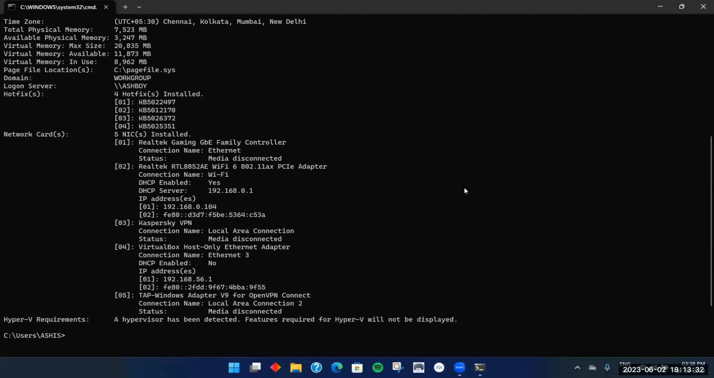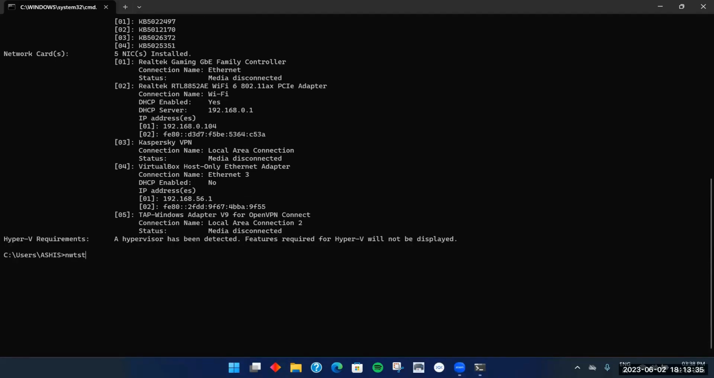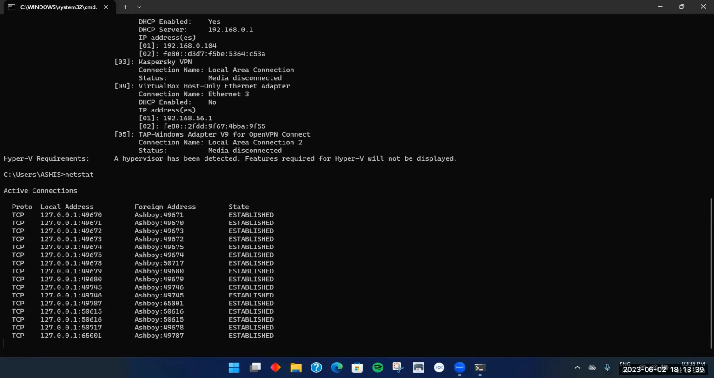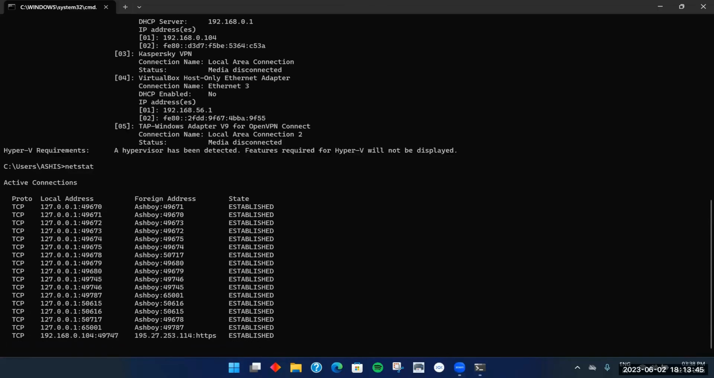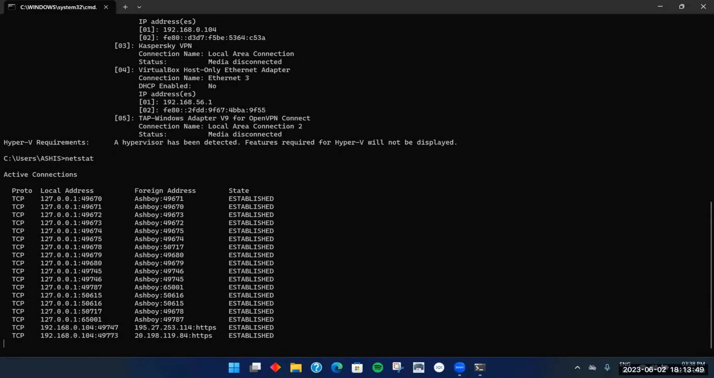Put netstat. So these are basically the active connections. Are you able to see everyone? Still it is searching right now.